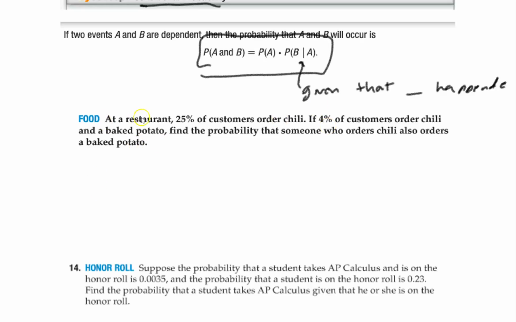So this first example: at a restaurant, 25% of customers order chili. 4% of customers order chili and a baked potato. Find the probability that someone orders chili and also orders a baked potato. So what they're saying is, find the probability that if someone orders chili, they also order a baked potato. So what's the probability of a baked potato given that someone orders chili?